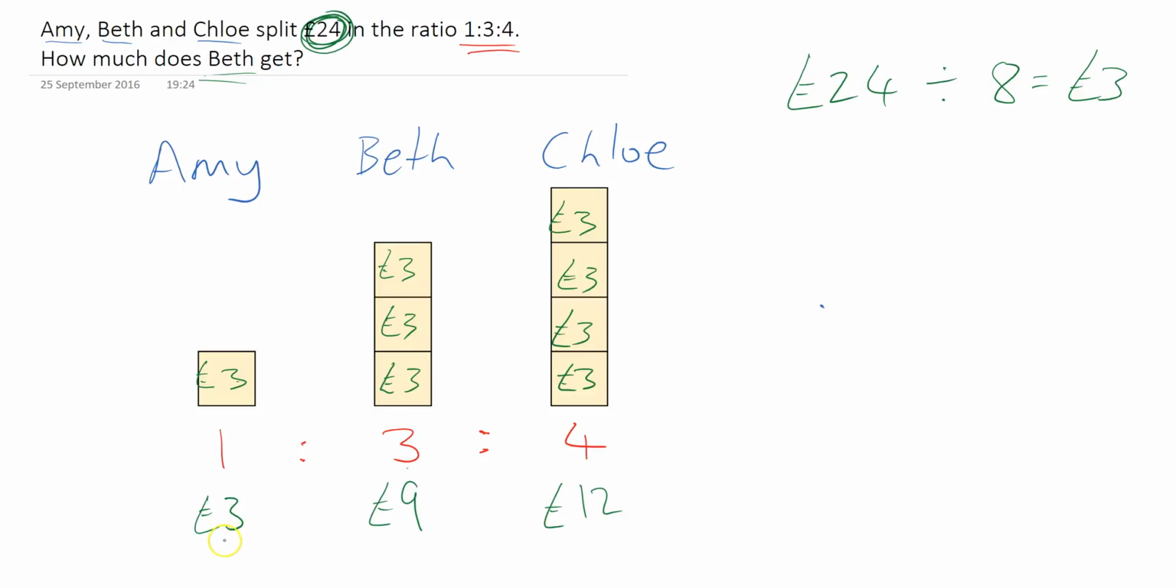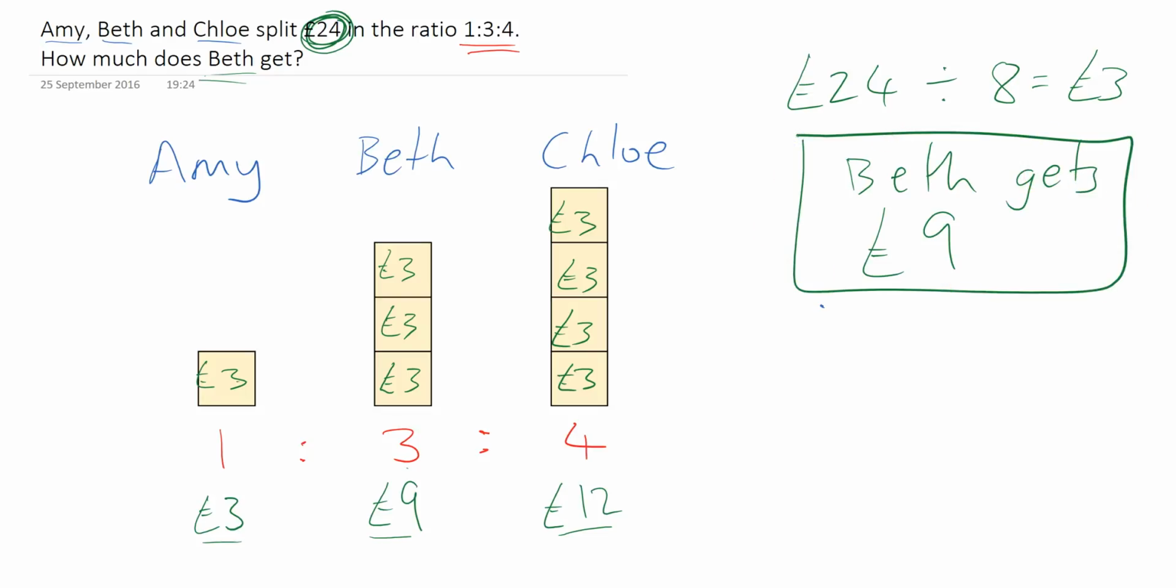You can always check your answer by seeing what all these add up to, and in this case it adds up to £24, so we know we've got it right. Actually answering the question then, how much does Beth get? That's just a total of £9, so Beth gets £9, and that's our answer for that question. Okay, let's move on to something ever so slightly more difficult.